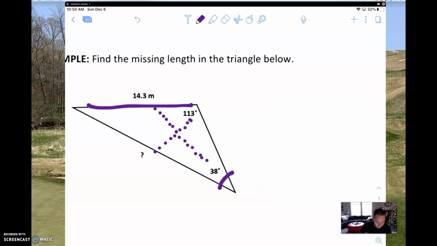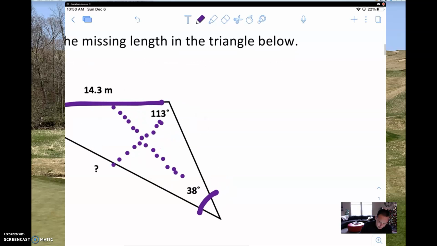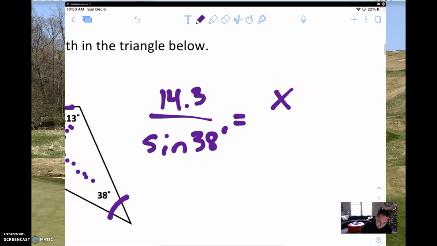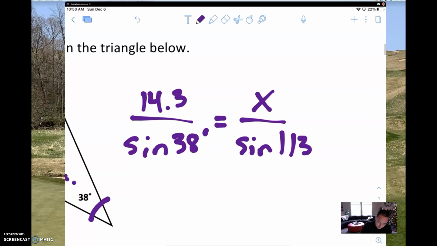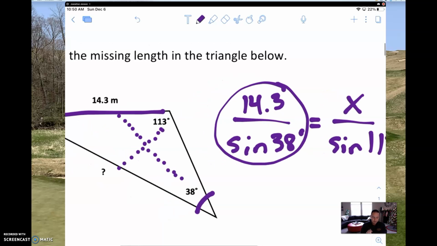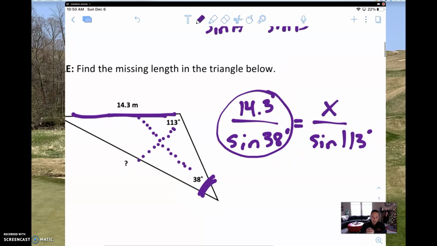We have 14.3 matches with the sine of 38 degrees. And likewise, we have x matches with the sine of 113 degrees. So you notice that we're using the pair that was given to us. This 14.3 matches with this angle here, sine of 38. And we're going to use that to help us find the missing information.